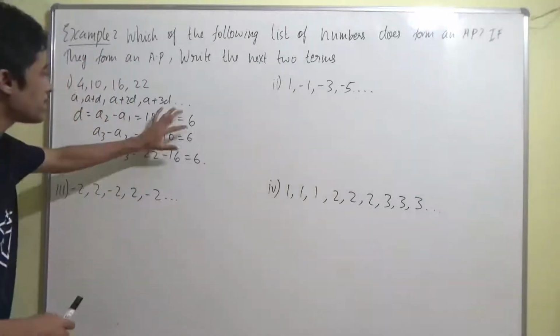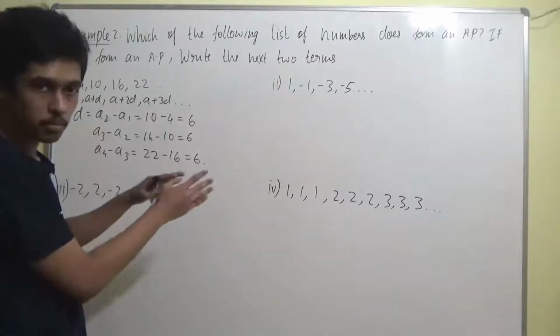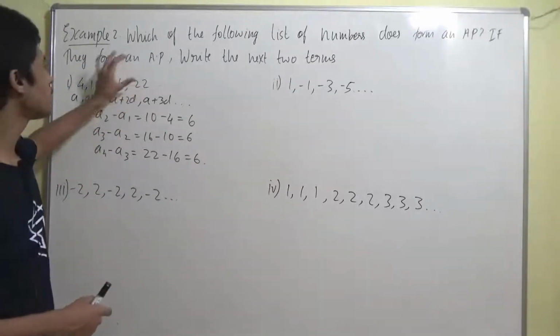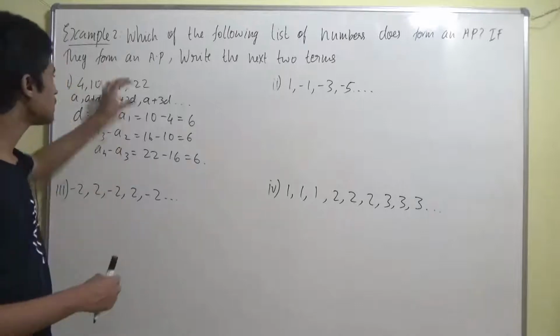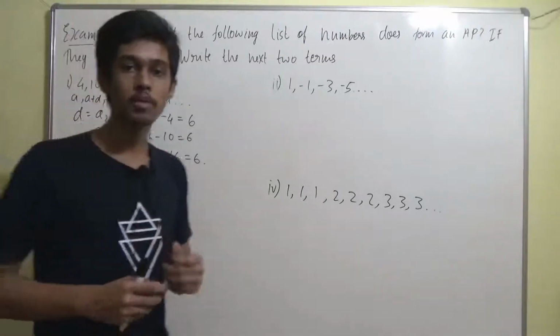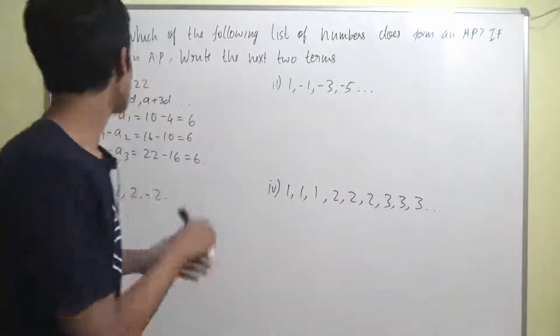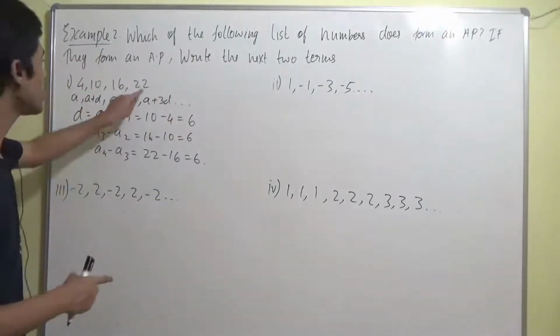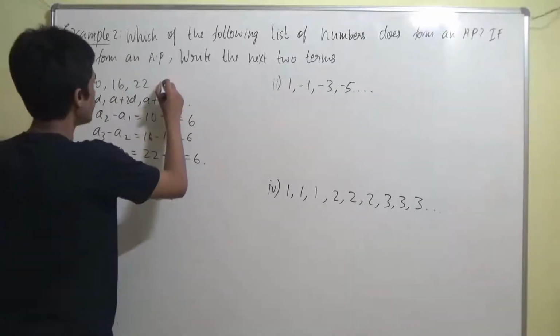The common difference you got is 6, which means you have to add the same common difference to the last term to get the next term in the sequence. That is, the ending term, which is the last term given in the sequence, is 22. So if you add the common difference of 6 to 22, you will get the next succeeding term. So 22 plus 6 will give you 28.